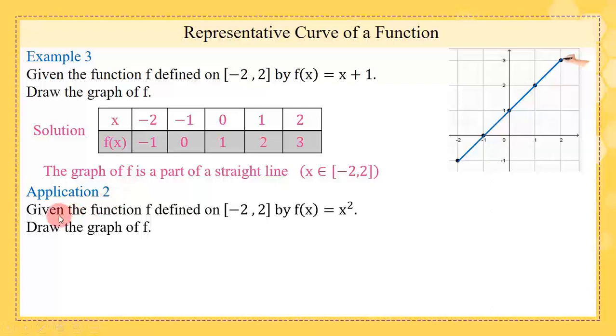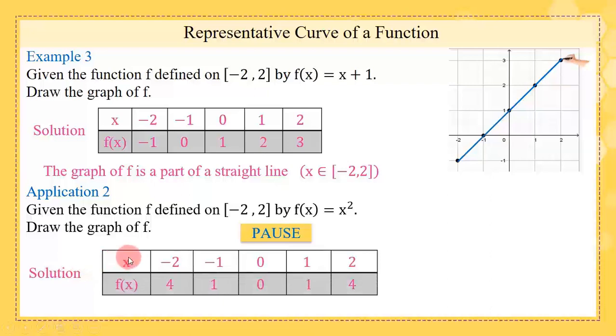Application 2. Given the function f defined on [minus 2, ...] by f of x equal x squared, draw the graph of f. Pause the video and try to do it by yourself. Solution. First of all, we draw the table to take several particular points. Here we take 5 particular points. For x equal minus 2, f of minus 2 equal 4, and so on.